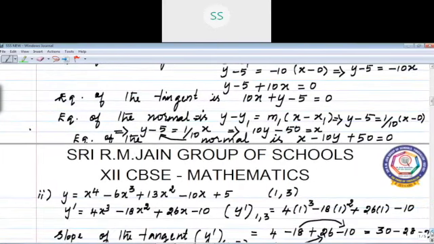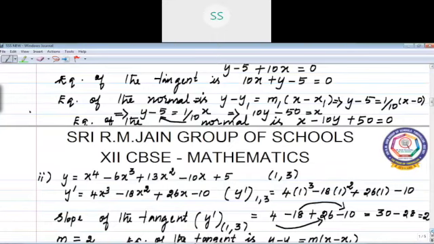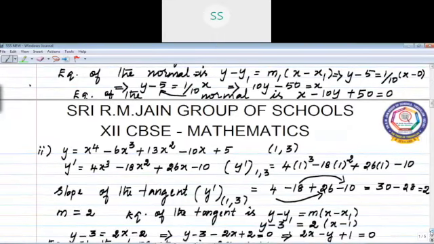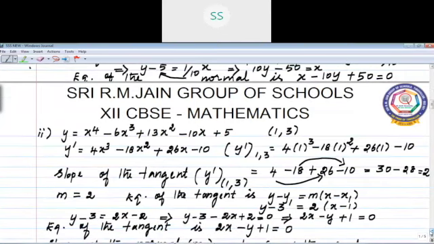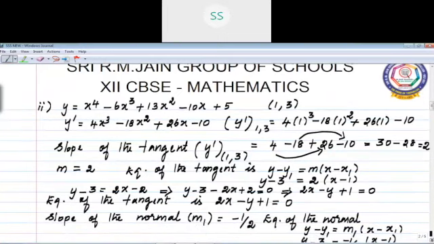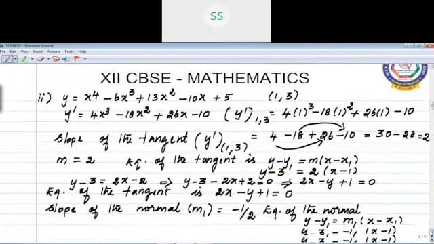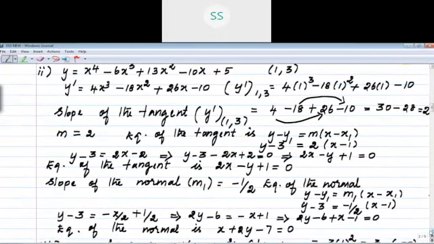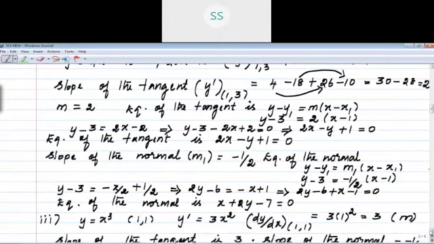The next also the same. You are differentiating, the slope of the tangent is 2, and the equation of the tangent you found is 2x - y + 1 = 0. Slope of the normal, the reciprocal of the slope of the tangent with the opposite sign. Then you arrived at the equation of the normal x + 2y - 7 = 0.